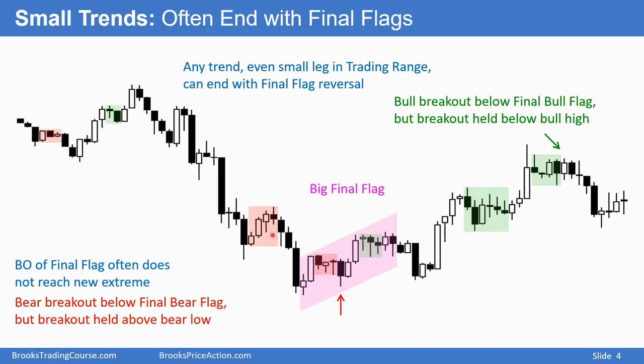This is a final flag, led to a new low and a reversal up, a small final flag here, a bigger final bear flag here. We have a bear breakout, yet no new low, and the reversal up took place from a higher low. This is still a final flag in the bear trend.